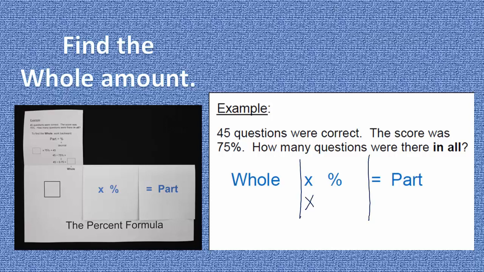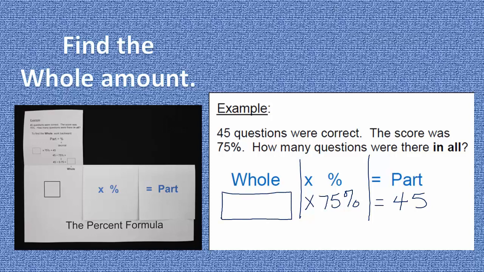Put 75% in the percent column again. Then notice it says there were 45 questions that were correct, but the score was 75%. That means that only part of the questions were correct, so we'll put 45 under the word part. We will be looking for the whole number of questions.